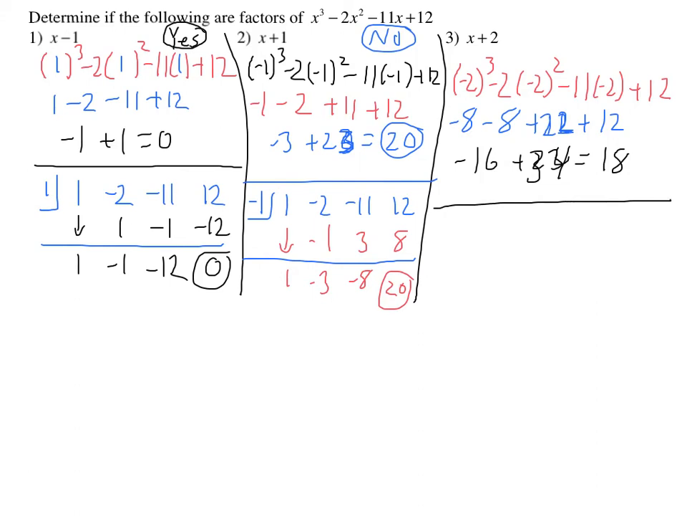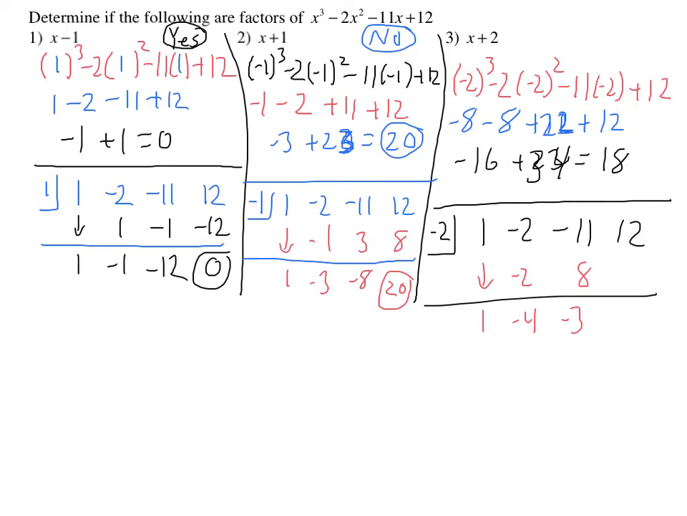Now let's check it with synthetic division. We're going to plug in -2. We're going to do 1, -2, -11, and 12. Bring down the 1. -2 times 1 is -2. Add that down, you get -4. -2 times -4 is positive 8. Add that down, you get -3. -2 times -3 is positive 6. 12 plus 6 is 18. Do you see how these agree? But they're neither 0, so this is a no. This is not a factor.